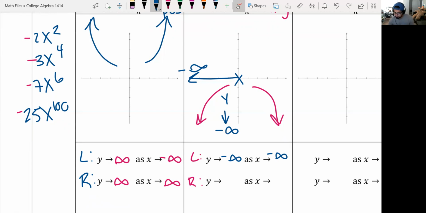Now look at your right side. Y again is headed towards negative infinity. But this can only happen if x is headed towards positive infinity. Okay, there you go. That's case 2.